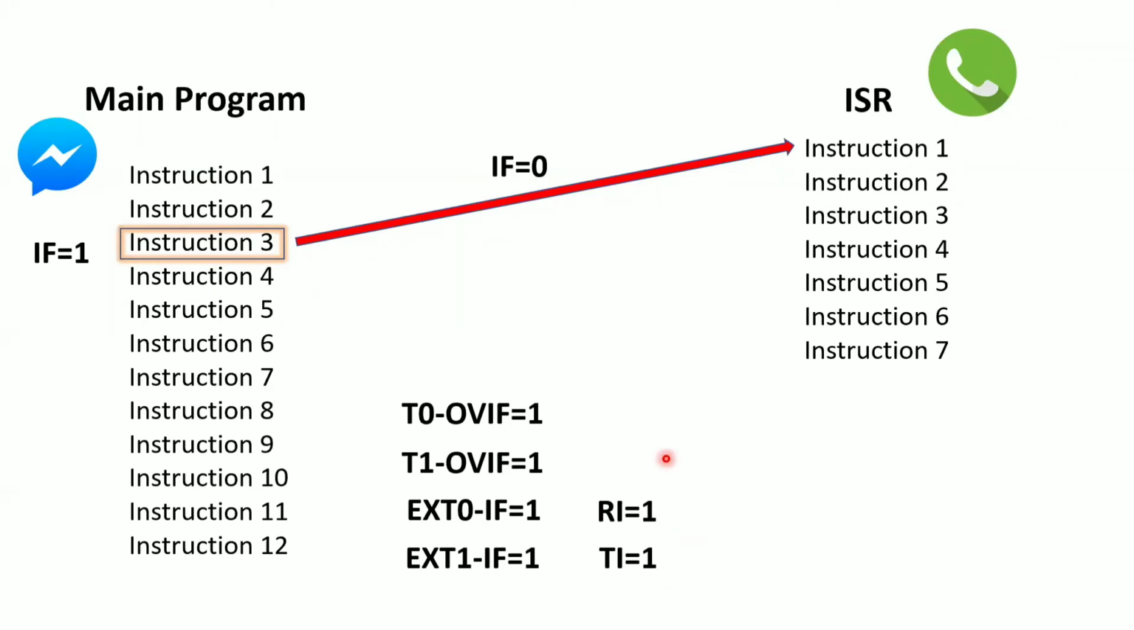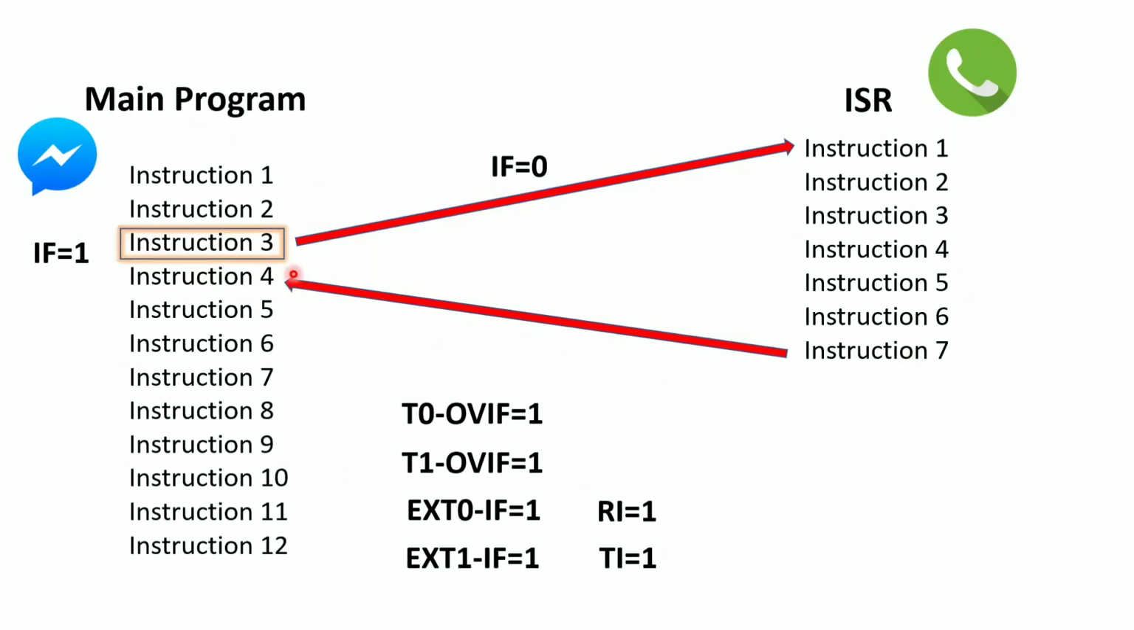Now we will put our concentration on this topic. Here the interrupt has occurred, so the interrupt flag becomes 1. Now it will go to the ISR. While going to the ISR, the interrupt flag will be 0, and it will execute all the instructions of your ISR, that is your program. After that, it will come back to the next instruction to be executed, right?